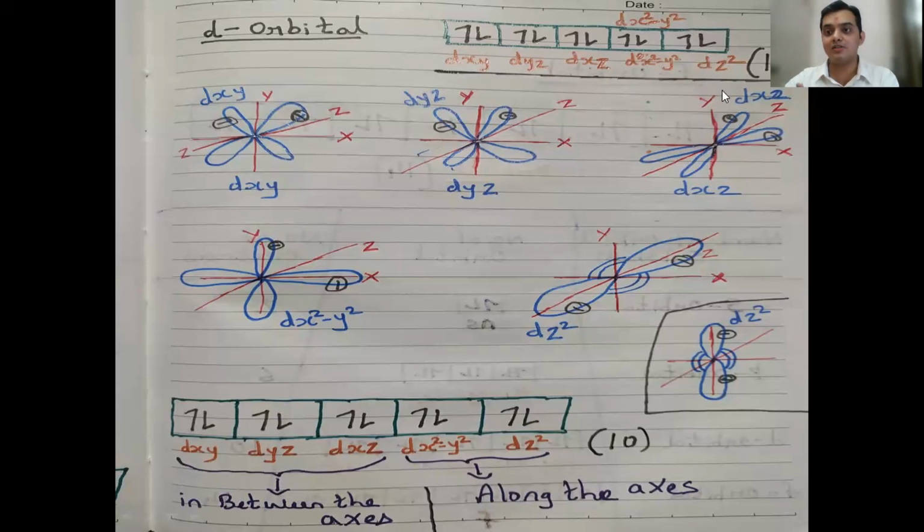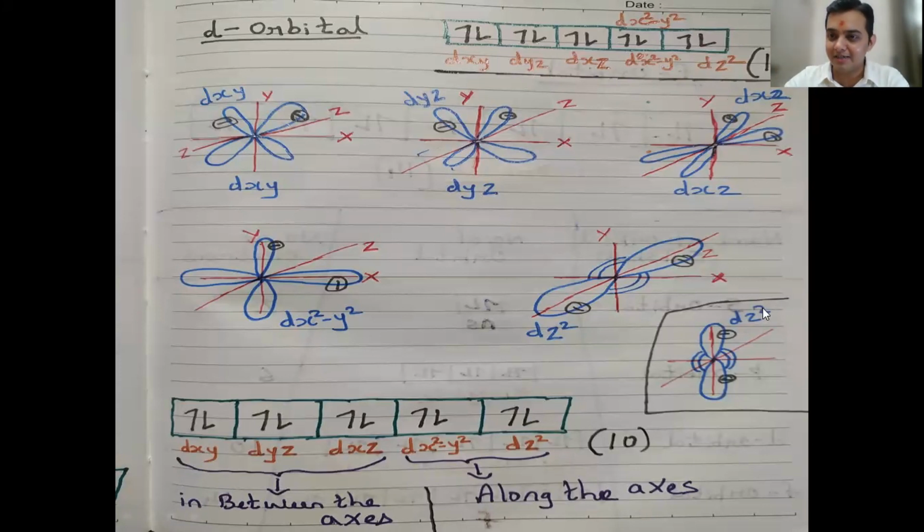Five boxes, each containing two electrons. So the total is 10 electrons. So very simple. S orbital contains one box, two electrons. P orbital contains three boxes, six electrons. D orbital contains five boxes, 10 electrons.